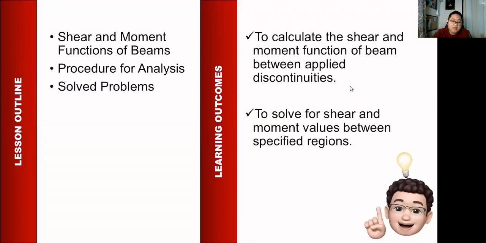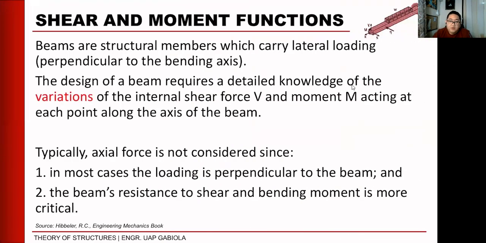So ano ibig sabihin yan? And then to solve for shear and moment values between specified regions ng function of x. Okay? So ayan, shear and moment function. So beams are structural members which carry lateral loading. So ibig sabihin, mga loadings na naka-perpendicular dun sa bending axis niya. So as we can see here sa top, ito yung axis ng beam natin. Ang usually kini-carry niya is yung naka-perpendicular sa kanya. Yung mga applied forces niya is mga naka-perpendicular sa kanya, usually, no?